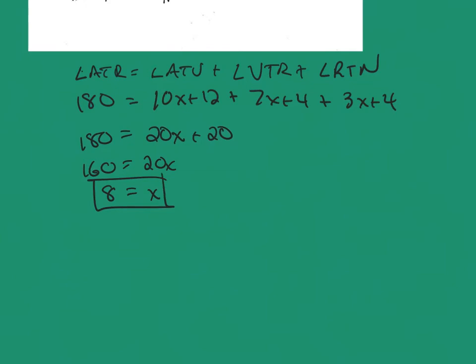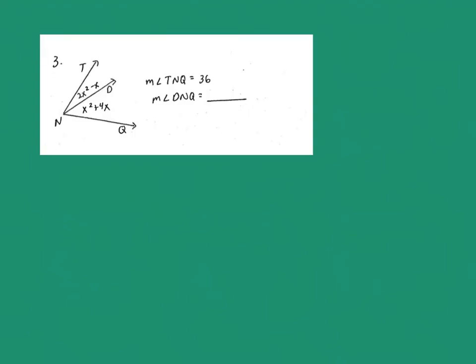All right, there's one last problem on this page that I'd like to go through, and it's going to involve quadratics. All right, here it tells us that the measure of angle TNQ is 36. So let's write out an expression using some algebra to solve for this. Well, we see that TNQ is made up of two angles. The first measures 2x squared minus x degrees, and angle DNQ, which is x squared plus 4x, and they tell us that this is equal to 36.